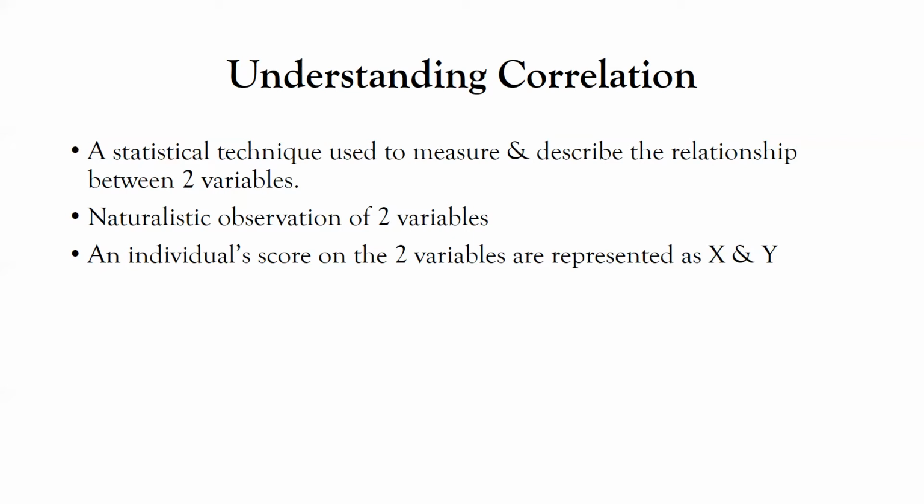So in correlation, you will require two scores for each individual. That's what you're trying to correlate. So you need two scores from the two variables that you are trying to measure. One score will come from one variable, variable A or variable X, and another score will come from variable B or variable Y. So in correlation, we identify these scores as the respondent's score on X and Y.